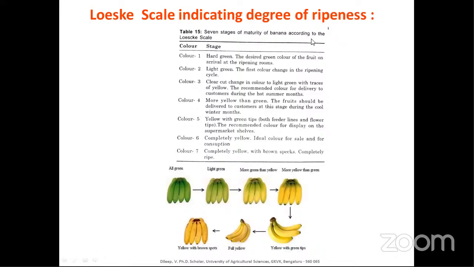Okay, how the ripening process is taken stage-wise: color 1, 2, 3, 4, 5, 6, 7. You don't need to remember all those descriptions. Okay, at least remember that the scale consists of 7 stages. Okay, and these are the ones indicated here.